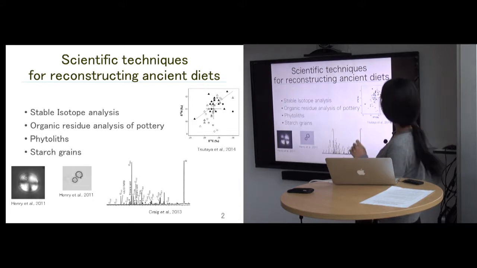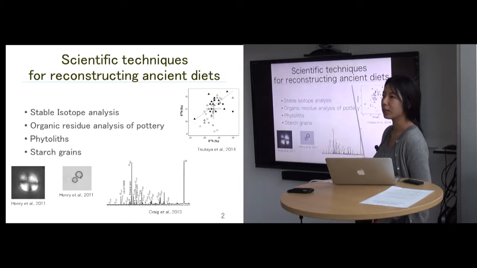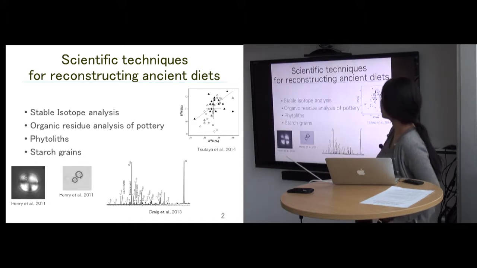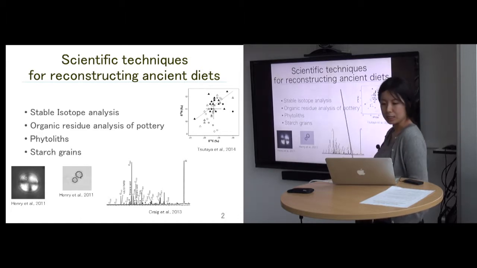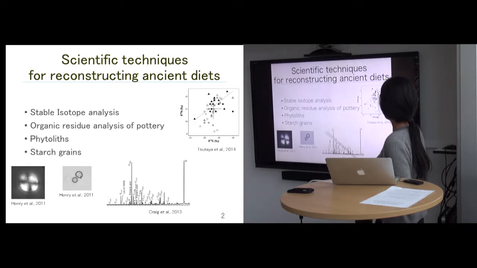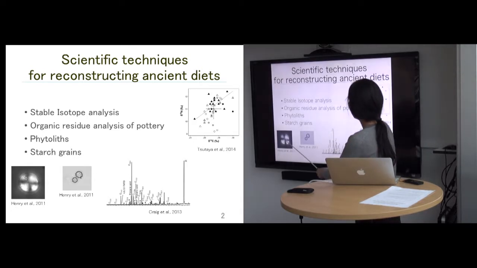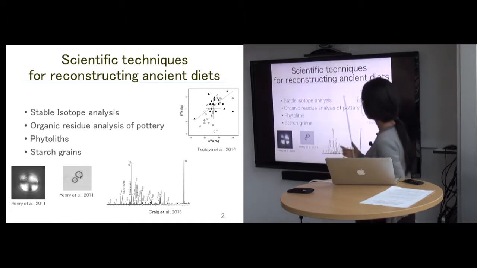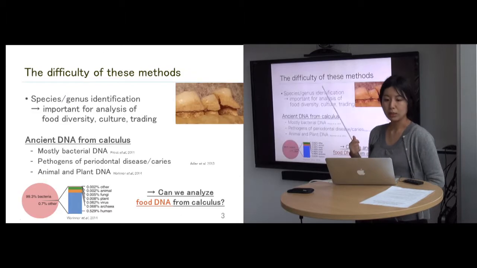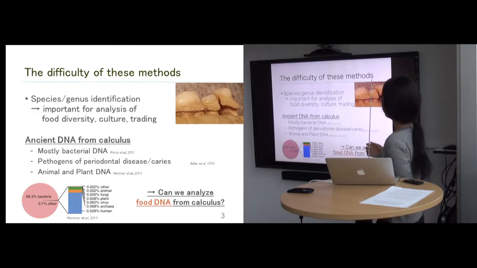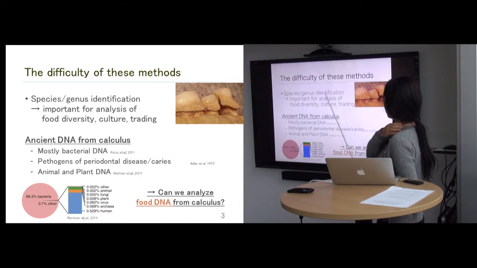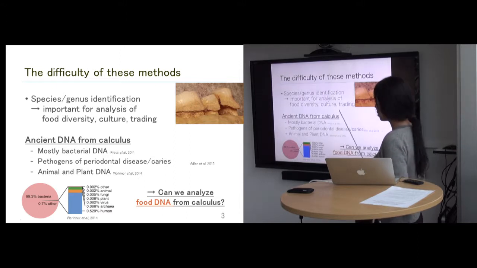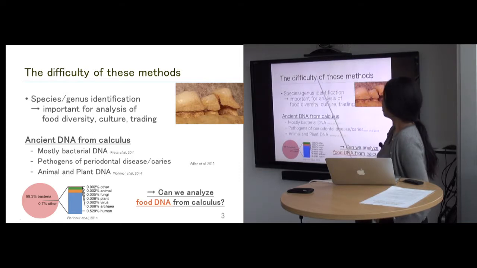First, about scientific techniques for reconstructing ancient diets. There are many methods for reconstructing diets, for example, stable isotope analysis, organic residue analysis of pottery like this, phytoliths and starch grains. The difficulty of these methods is species or genus identification. This is important for analysis of, for example, food diversity, culture like domestication and some habits, and also for trading.